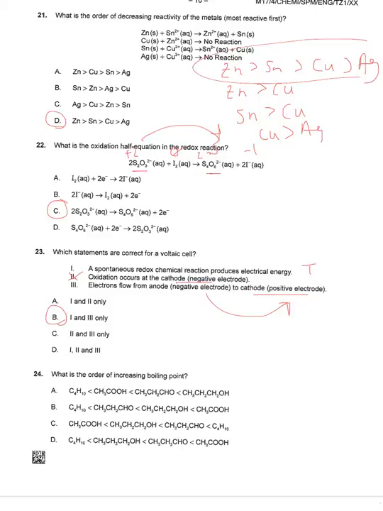24, what's the order of increasing boiling points? So if I look at the substance given in A, that's going to be just London forces here. So this is going to be very weak, C4H10, with just London forces. COOH, that's going to have London, of course, but it's also going to have dipole with the C double bonded O, and it's also going to have hydrogen bonds. So this one's got it all going.